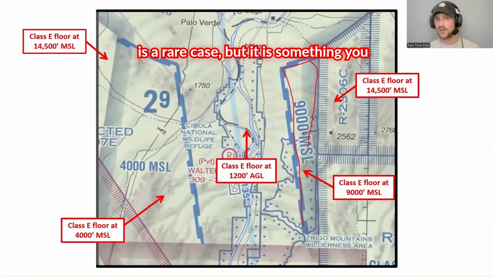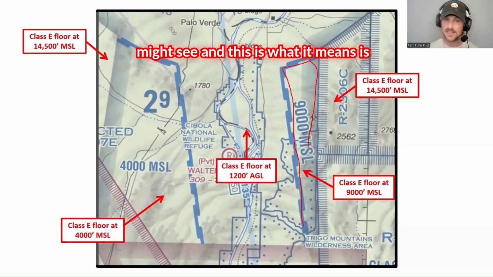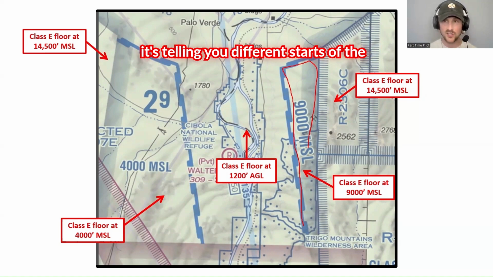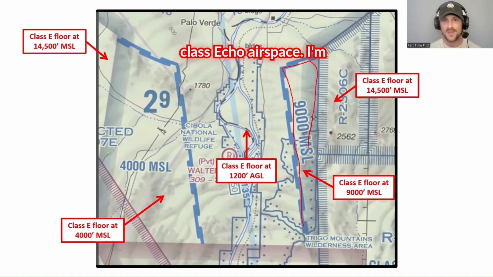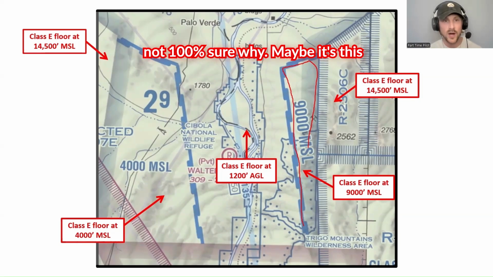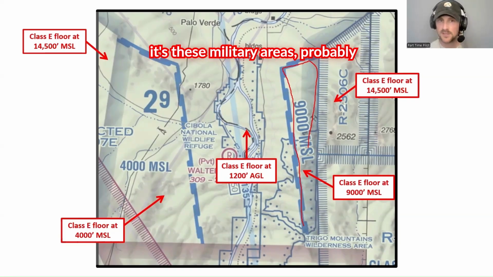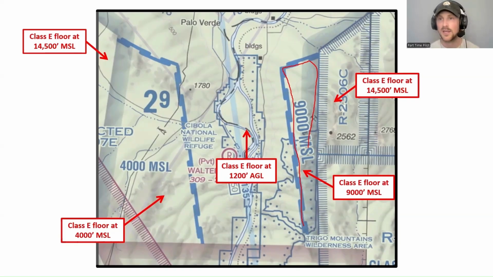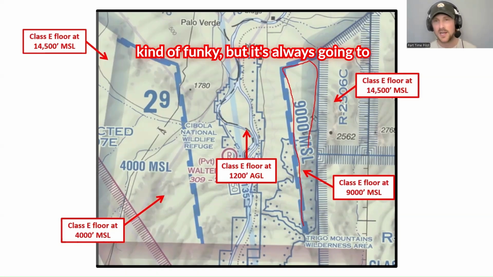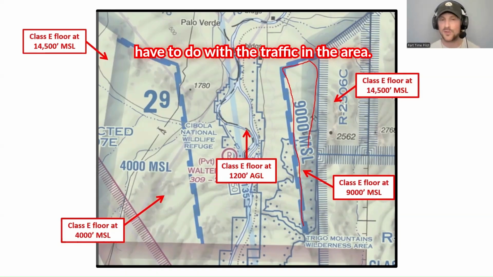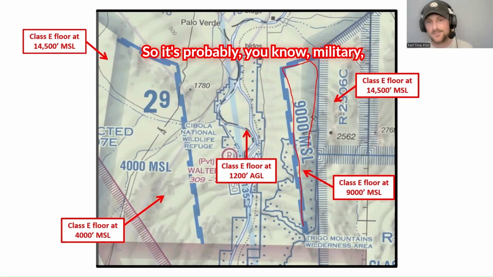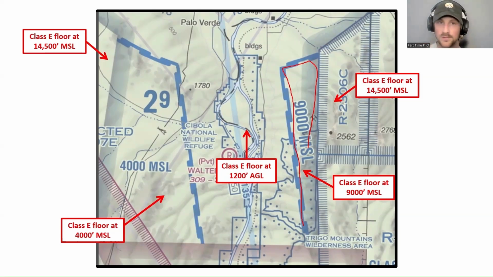Now, this is a rare case, but it is something you might see. And this is what it means. It's just telling you different starts of the Class Echo airspace. I'm not 100% sure why. Maybe it's this wildlife refuge. Maybe it's these military areas, probably a combination of both. Kind of funky, but it's always going to have to do with the traffic in the area. So it's probably the military, aircraft and things like that.